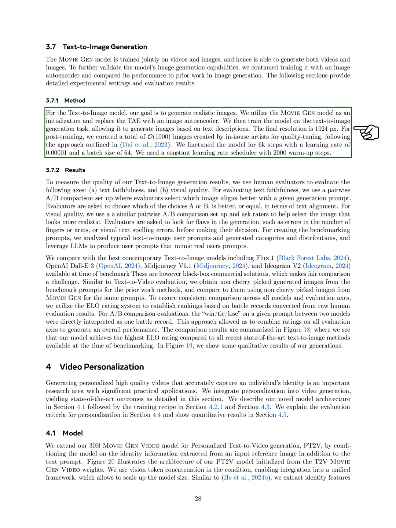In our method for text-to-image generation, we aim to create realistic images. We initialize with the MovieGen model, replacing the TAE with an image autoencoder, and train it on the text-to-image task. The final image resolution is 154 by 154 pixels. After training, we curate 1,000 images created by in-house artists for quality tuning, fine-tuning the model for 6,000 steps with a learning rate of 0.00001 and a batch size of 64, using a constant learning rate scheduler with 2,000 warm-up steps.